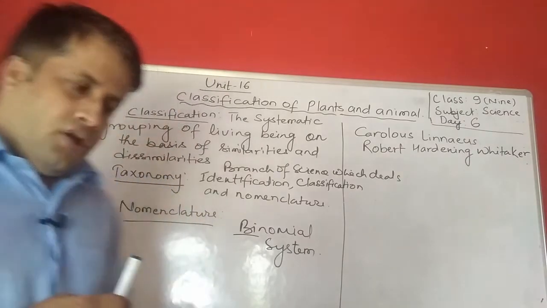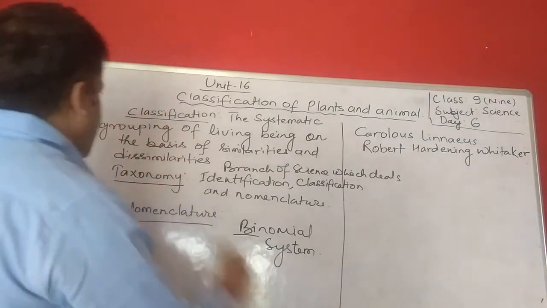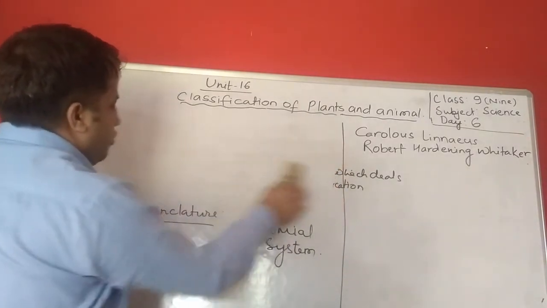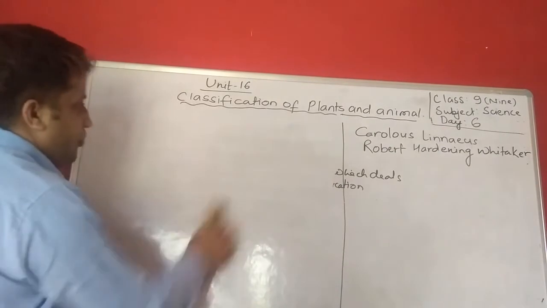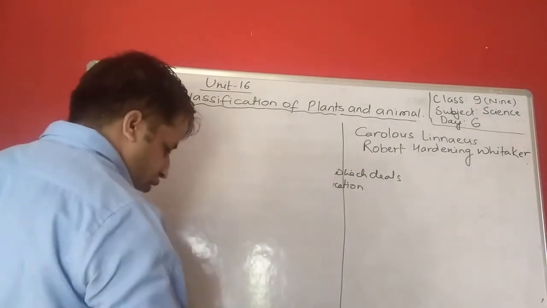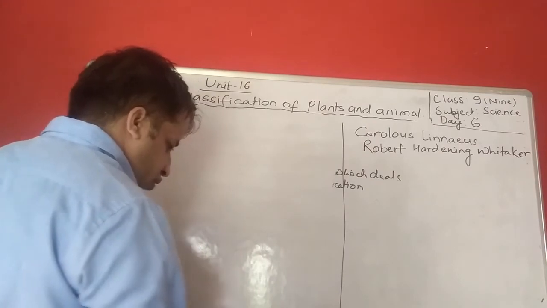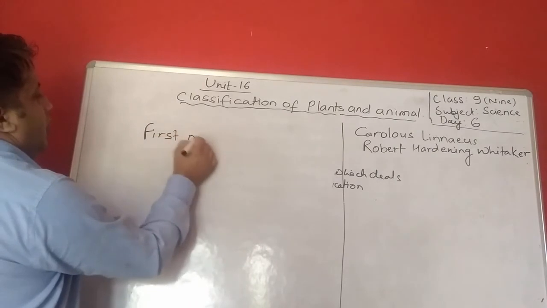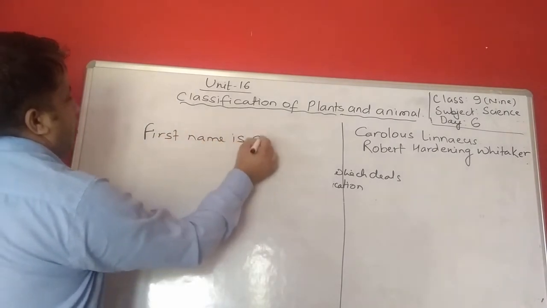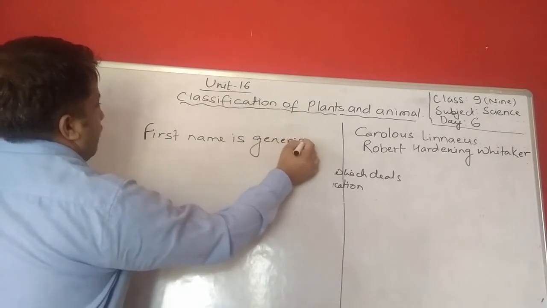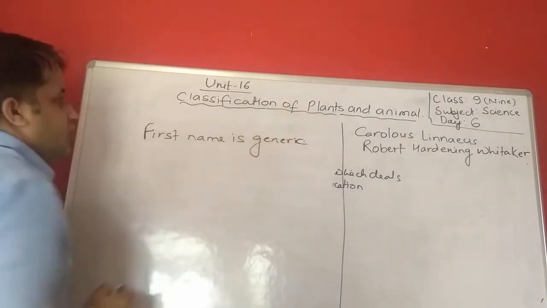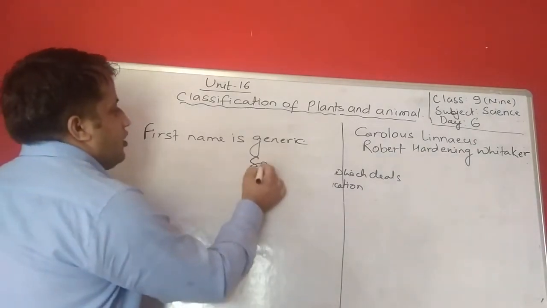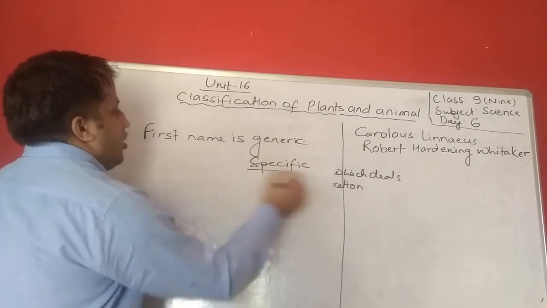So in the binomial system of nomenclature, two Latin words are used to represent the scientific name of an organism, in which the first name is the generic name. The first word used there is the generic name of an organism, and the second word represents the specific name of an organism.